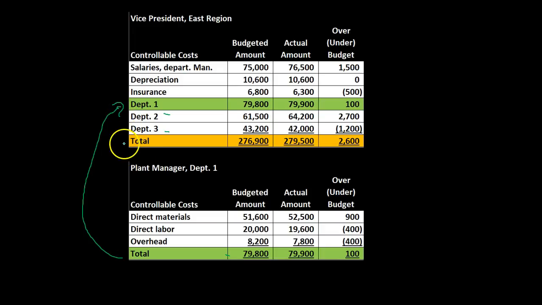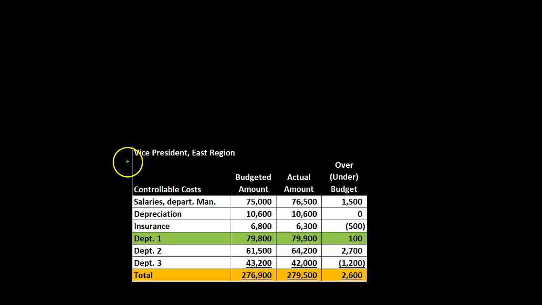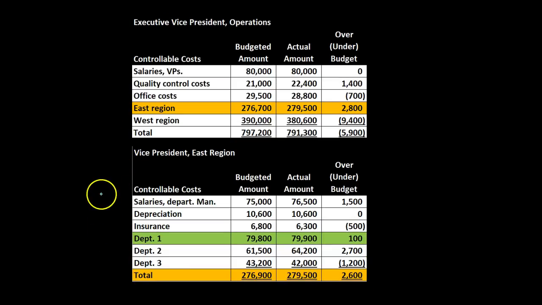And then if we go the level up, here's our totals. We've got the vice president for the East region, and that's going to total up as we go up to the executive vice president of operations. So now we've got the East and the West. If we were in charge of the East, we would have our detailed report, sum that up. That's going to be part of the reporting to the executive vice president of operations, as well as the West.